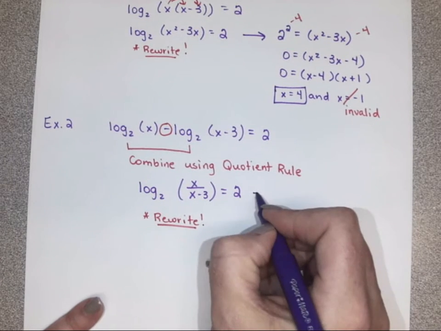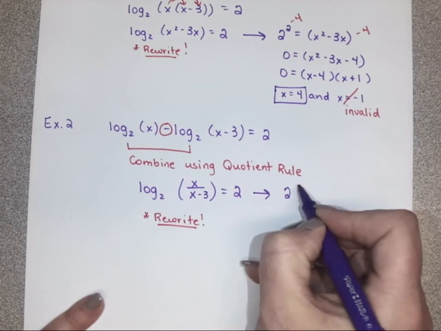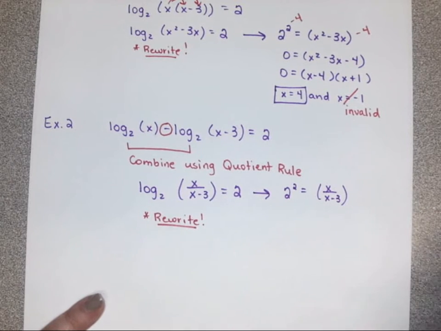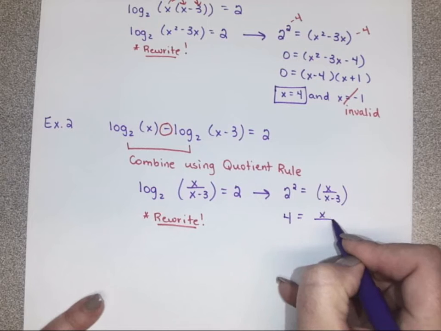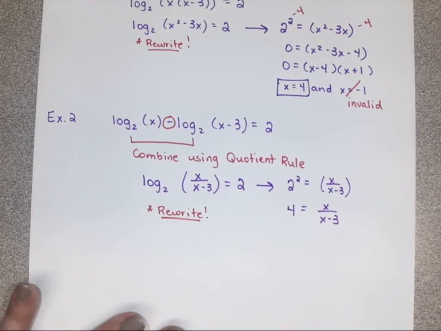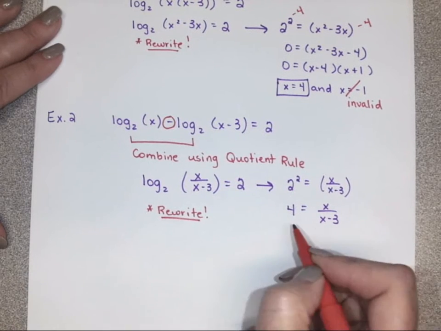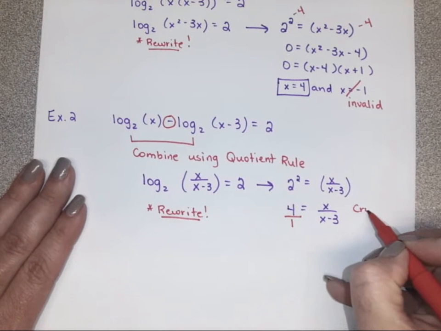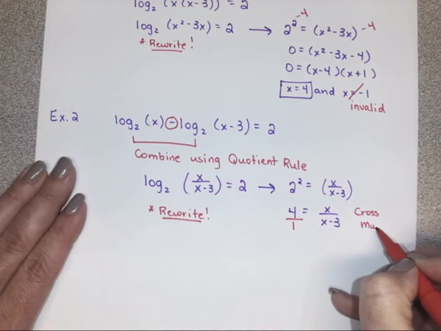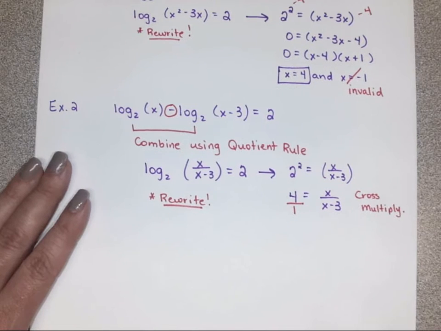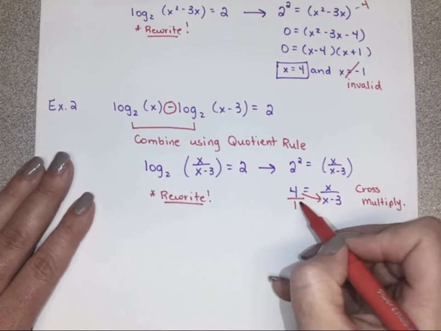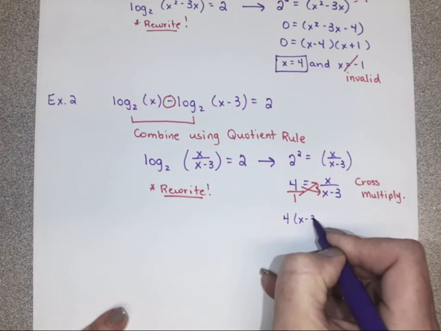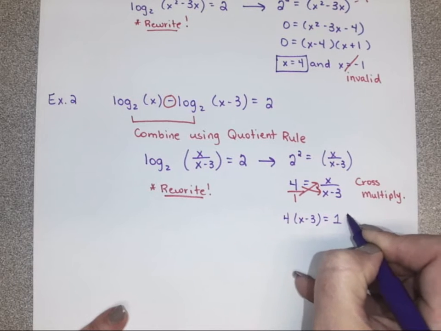So the rewrite step looks like base to this power equals whatever we started with. So essentially I get 4 equals x over x minus 3. Last class we did one like this, but if I put this over 1, then I need to use what process to simplify this? I'm going to cross multiply, right? If I have a fraction equal to another fraction, I can cross multiply. So this times this equals that times that. So I end up getting 4 times parentheses x minus 3 equals 1 times x.